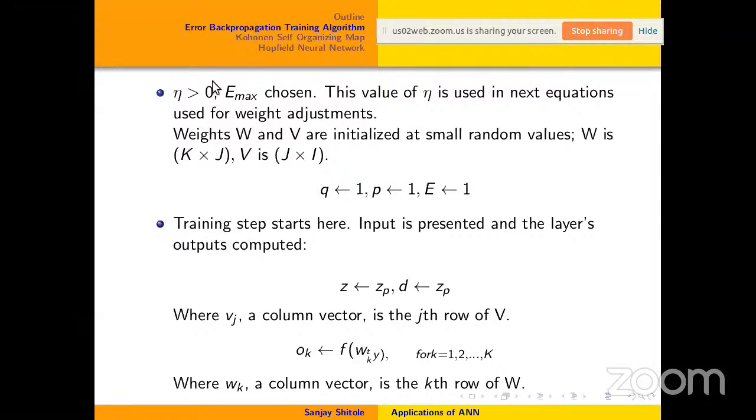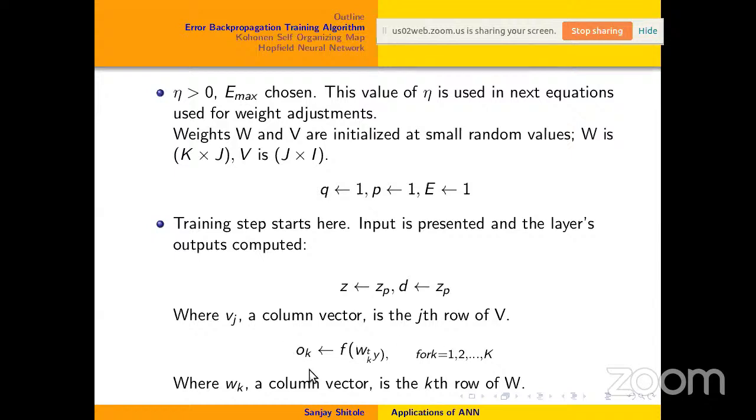E maximum is the maximum error. What is error? Error is nothing but the desired minus the calculated output. So a maximum error is chosen: how much maximum error I am happy with. That means the error value can be, say, 0.001, and that is okay. Ideally, error should be 0, but practically you may not achieve it. So some value you have to specify in the algorithm. We already do that during programming. The next important step is here.